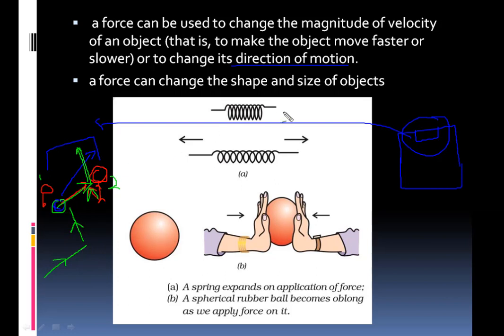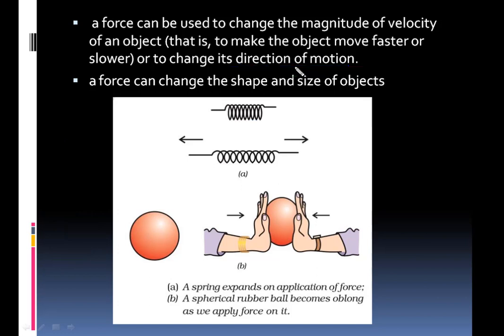So force can be used in three ways: either to increase the velocity of the body, or to decrease the velocity of the body, or to change the direction in which the body is moving, change the direction of motion.